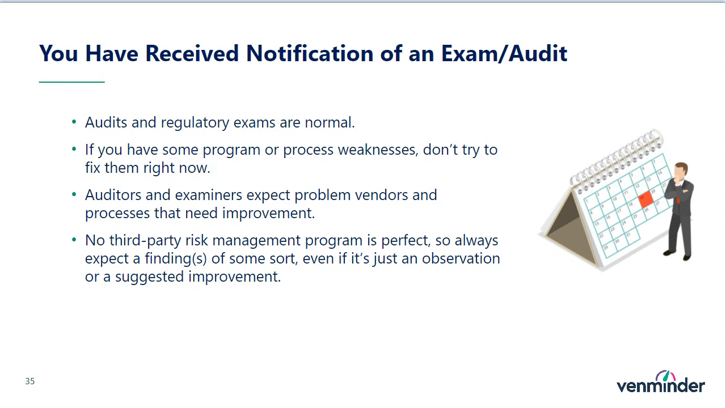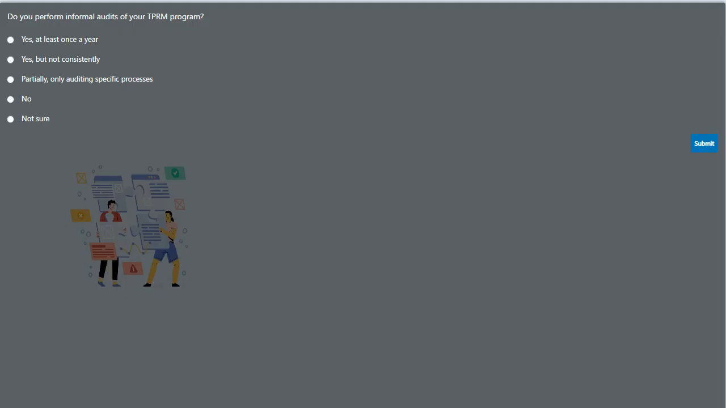observations. Now we have our last poll question of the day. Jessie? Our next poll question is, do you perform informal audits of your third-party risk management program? Yes, at least once a year. Yes, but not consistently. Partially, only auditing specific processes. No, or not sure. And Hillary, let's go ahead and answer another question from the audience.